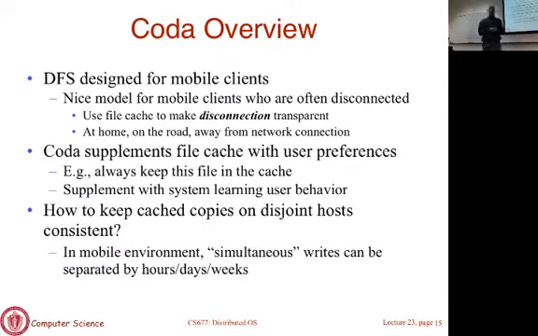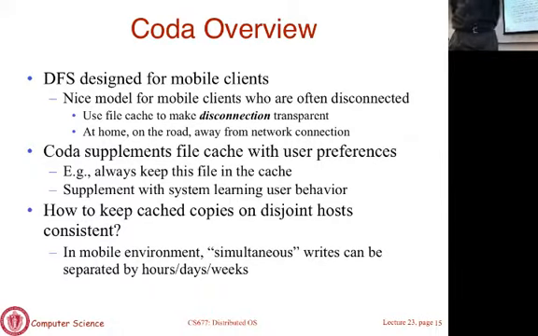Okay. So the remaining time I'm going to talk about two additional file systems. One is called Coda and the other one is XFS. And the reason for having these two is to just see some other distributed file systems out there and see how they differ from NFS. And you'll see that there are some interesting differences between both Coda and XFS from NFS.